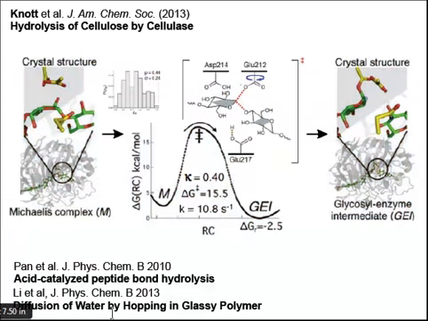There are also studies of acid-catalyzed hydrolysis, and also diffusion of water by hopping in a glassy polymer. So these are also both nice studies where you see that processes that you might be able to describe using transition state theory, if you had a good coordinate, can also be described using this transition path sampling framework, which finds that coordinate for you.